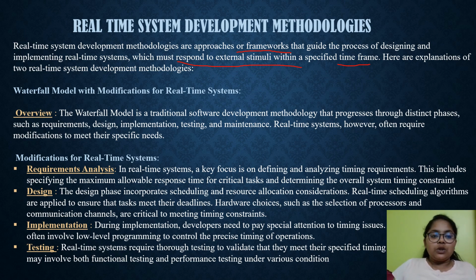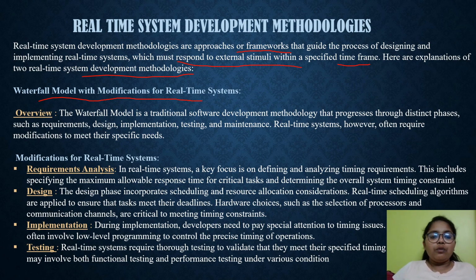Here is the explanation of two real-time system development methodologies. Let us see what the two types of methodology used to develop real-time systems are. The first methodology is the waterfall model with modifications for real-time systems. So the first methodology is the waterfall model.